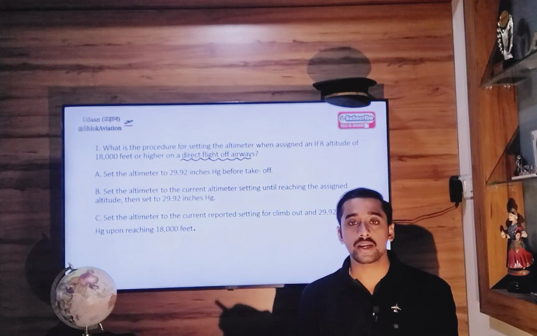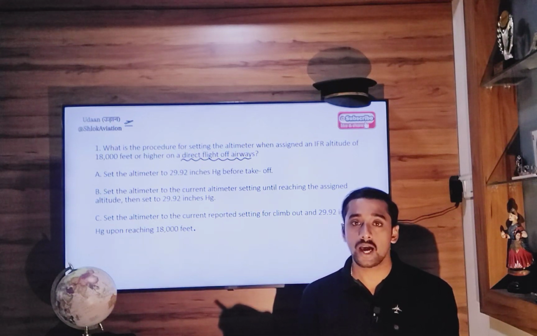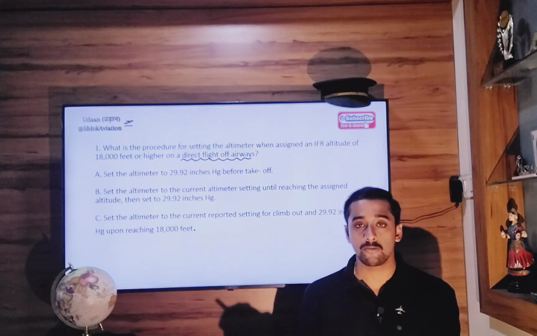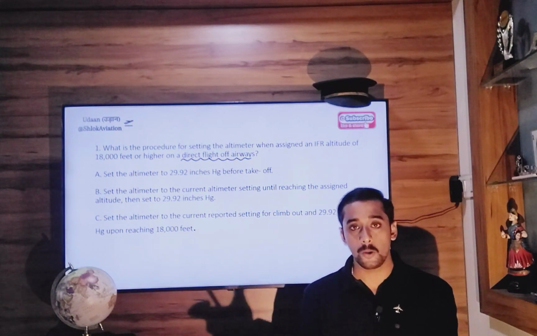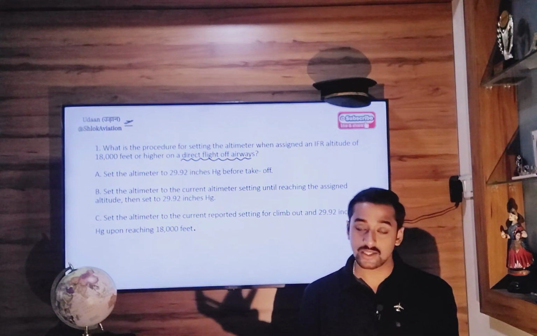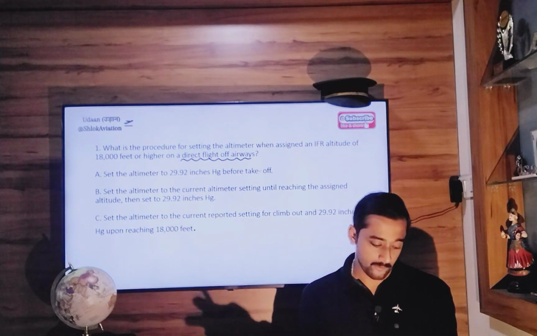Now whenever you fly in class A airspace, you are going to fly flight levels, and in order to fly a flight level you must have 29.92 inches of mercury or 1013 millibars set in your altimeter setting window, or Kollsman window, right? Now this question asks at what point will you set 29.92 inches in your altimeter setting window.